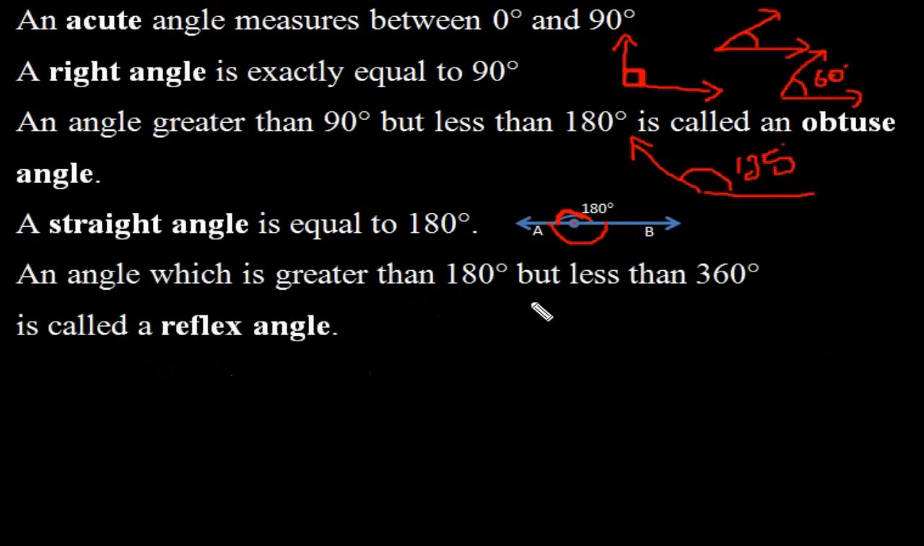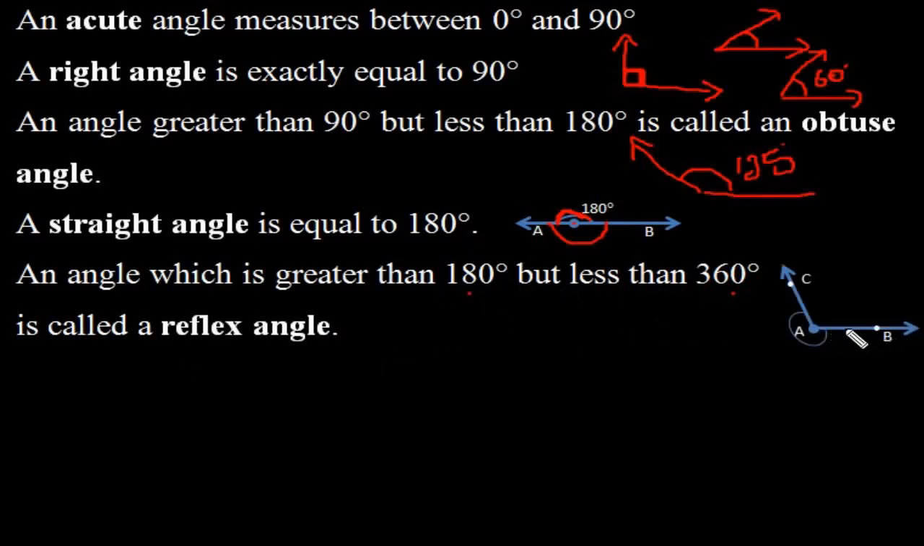An angle which is greater than 180 degree but less than 360 degree is called a reflex angle. First we have discussed 0 to 90, then if it is equal to 90, then 90 to 180, then if it is 180, now we are going to see above 180 and it should be less than 360 degree. That is called as reflex angle.